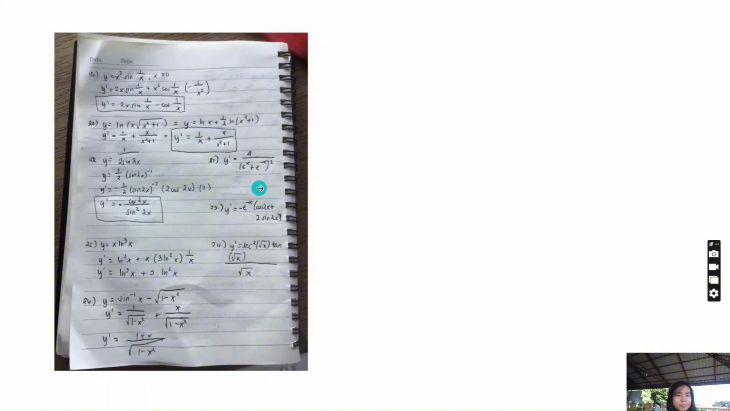Number 21, so our answer for number 21 is y prime equals 4 over (e to the x plus e to the power of negative x) to the power of 2. That is our answer for number 21. I have just directly input the answer there because it can easily be obtained by using the quotient rule.